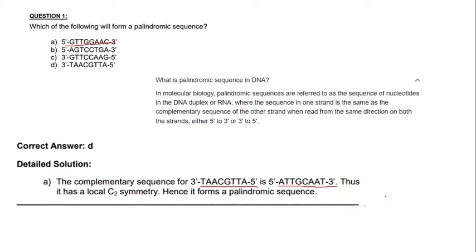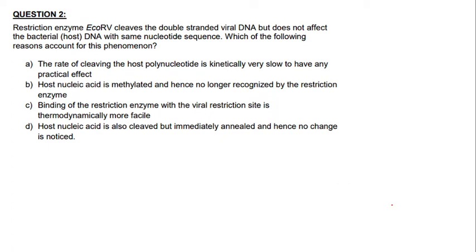Fine. So if a sequence is given, you take the complementary sequence of that and read from the same direction. If you get the same sequence, those sequences will be palindromic sequences. The complementary of this is this, and reading from 3 prime to 5 prime you get TAACGTTA, and here also 3 prime to 5 prime it is TAACGTTA. The same sequence. Those sequences are called palindromic sequences. Okay, next question.